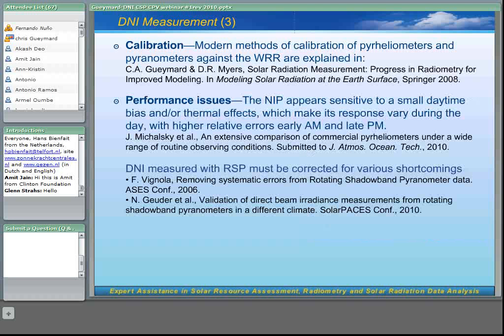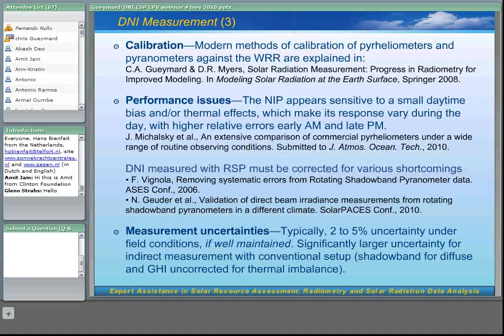There are performance issues. The Eppley NIP appears sensitive to a small daytime bias and/or thermal effects, which makes its response vary during the day with smaller but higher relative errors early in the AM or late in the PM. So there's a new paper on this issue being now published. And also GNI measured with the rotating shadow bands must be corrected for various problems. And those two papers here provide empirical corrections for those instruments.